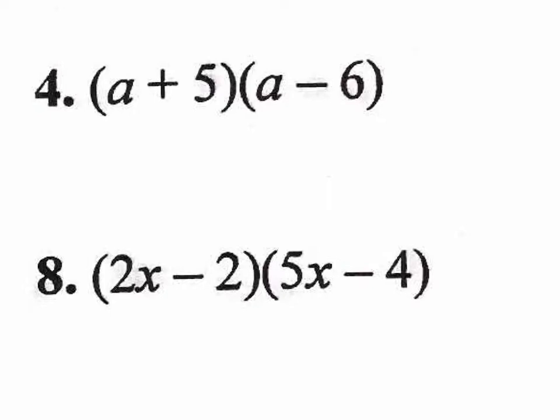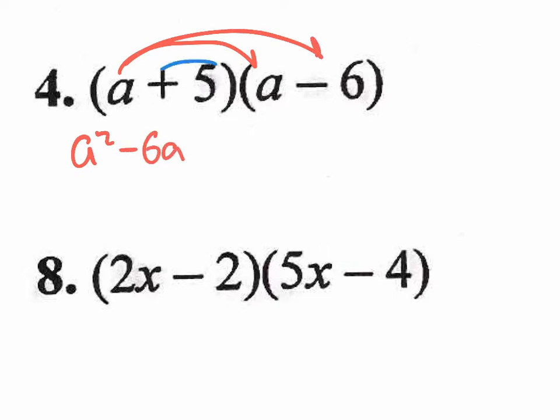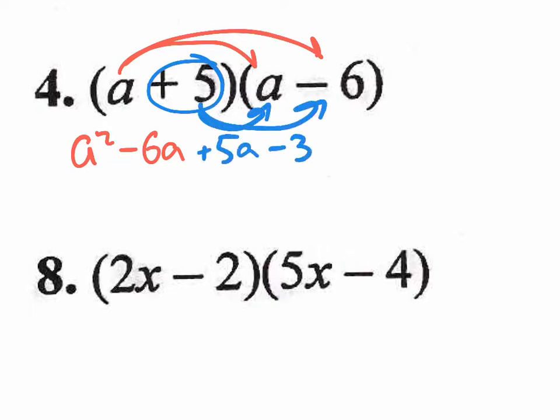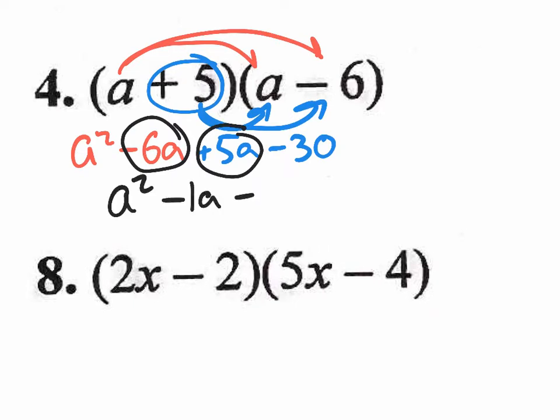Number 4. Distribute the a times a squared. A times negative 6, negative 6a. Distribute now the plus 5. Plus 5 times a, that's positive 5a. Positive 5 times negative 6 is negative 30. Those middle terms, you could combine the negative 6a with the positive 5a, and you're going to get negative 1a. And of course, you just bring down the a squared, bring down the minus 30.